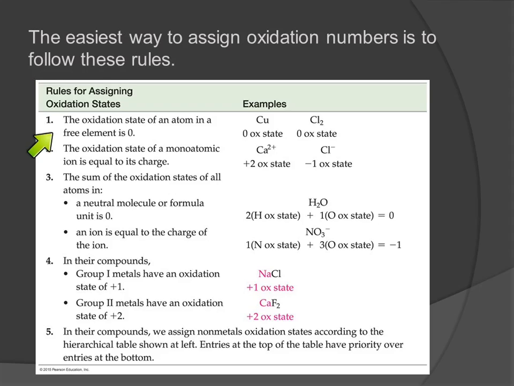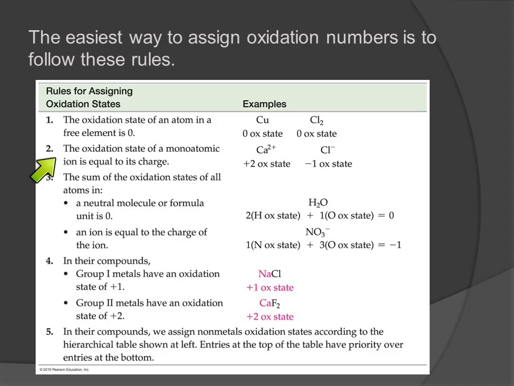So the first rule is that the oxidation state of an atom in a free element is 0. If we have copper metal, we say the oxidation state is 0. It's not sharing electrons with anybody. So there's no shared electrons that could be given to the other element or that it might get from the other element. If you have an element by itself, the oxidation state is 0. Same goes for chlorine. This is a diatomic molecule, but it's a single element. So elements are always 0.